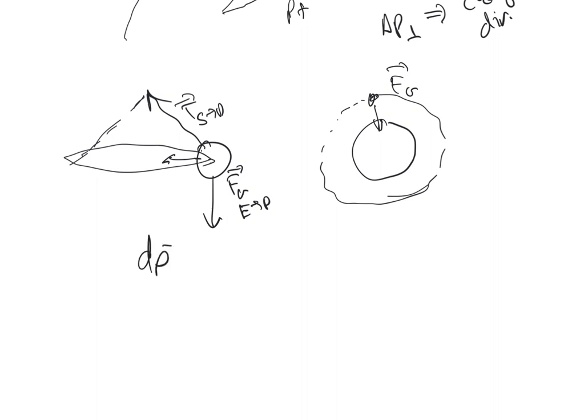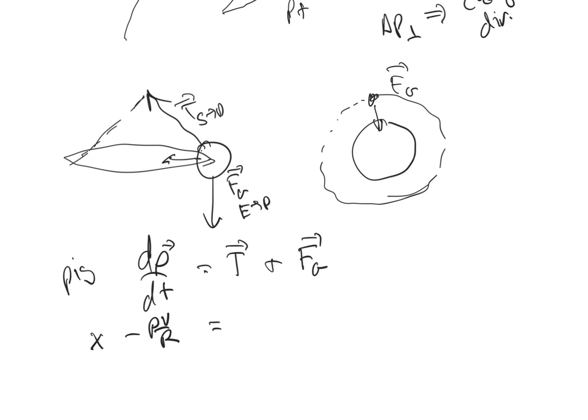So let's do the pig here. So this is the pig. The rate of change of momentum is equal to the net force. Well, that's the tension plus the force of gravity, right? And we break that into x and y components. So in the x direction, what have we got? The rate of change of momentum in this picture is going to be minus p v over r, the magnitude of the momentum times v over r. And in the x direction, what have we got? Let's assume that this angle is theta.